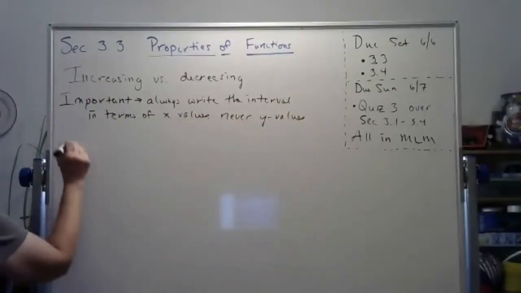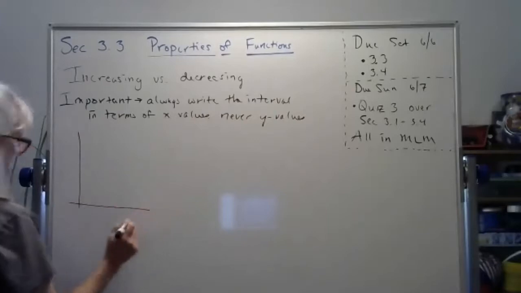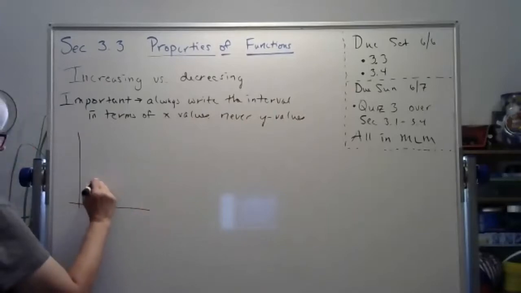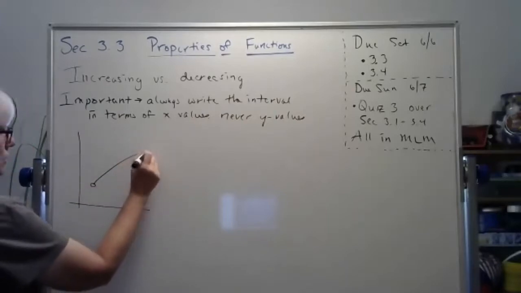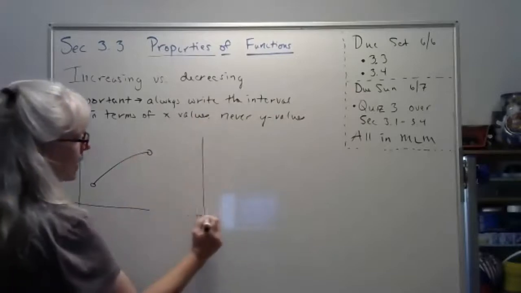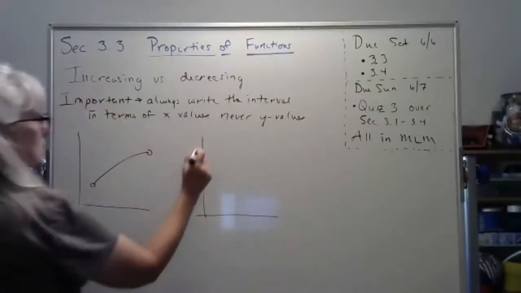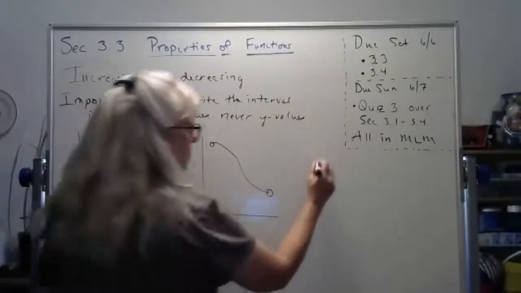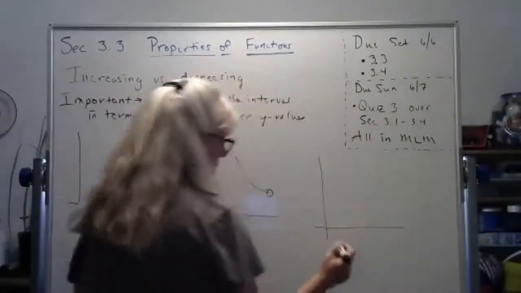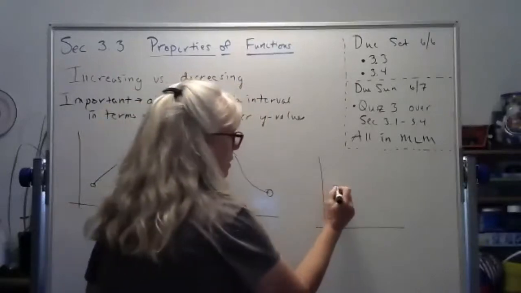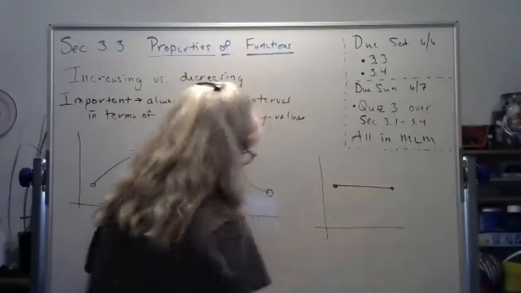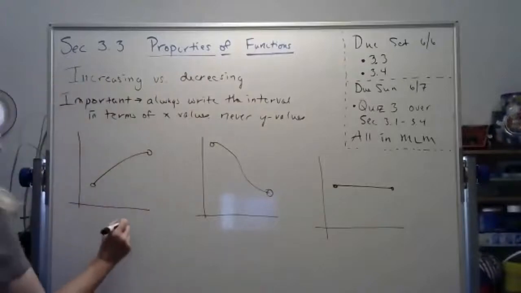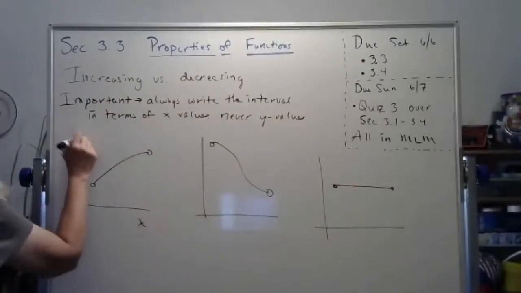So what I'm going to do is put 3 small graphs on the board. The first graph is going to be doing this. These are on the handout itself. The next graph is going to be looking like this. And then the third graph is just going to be a horizontal line that looks like this. In each case, this is x and this is y as normal.